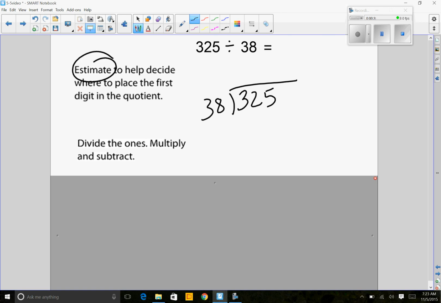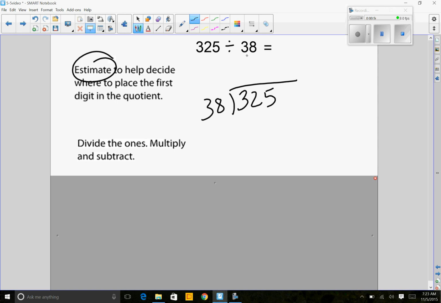This estimation becomes really important with the larger divisors. You really need to make sure that you estimate because it's going to help you. Not only is it going to give you an idea of if your answer is reasonable, it's going to tell you where to start with your first place digit in the quotient. It's also going to give you an idea of what that quotient could be, which is going to help you when it comes to starting out your division problem.